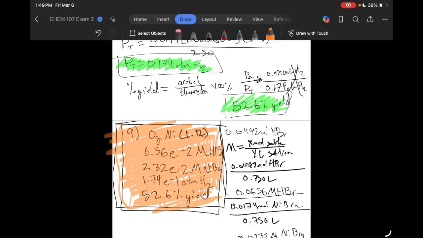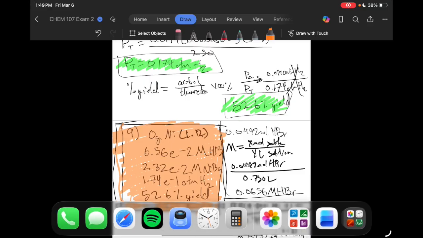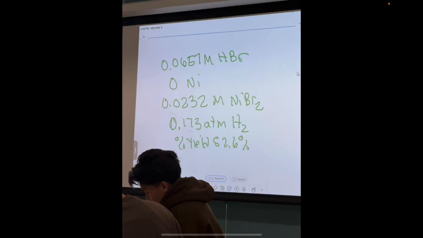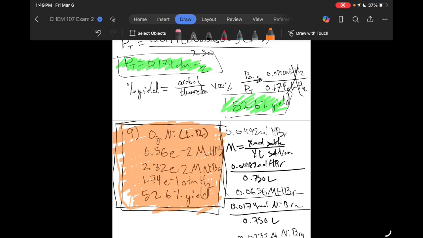This is our end result. This is how much we got, how much of each thing was left at the end of the reaction, plus what the percent yield was, as they asked us to do. Okay. And just to prove that this is correct, this is the answer Dr. Wen gave us in class. And you can compare the answers. Okay, cool.